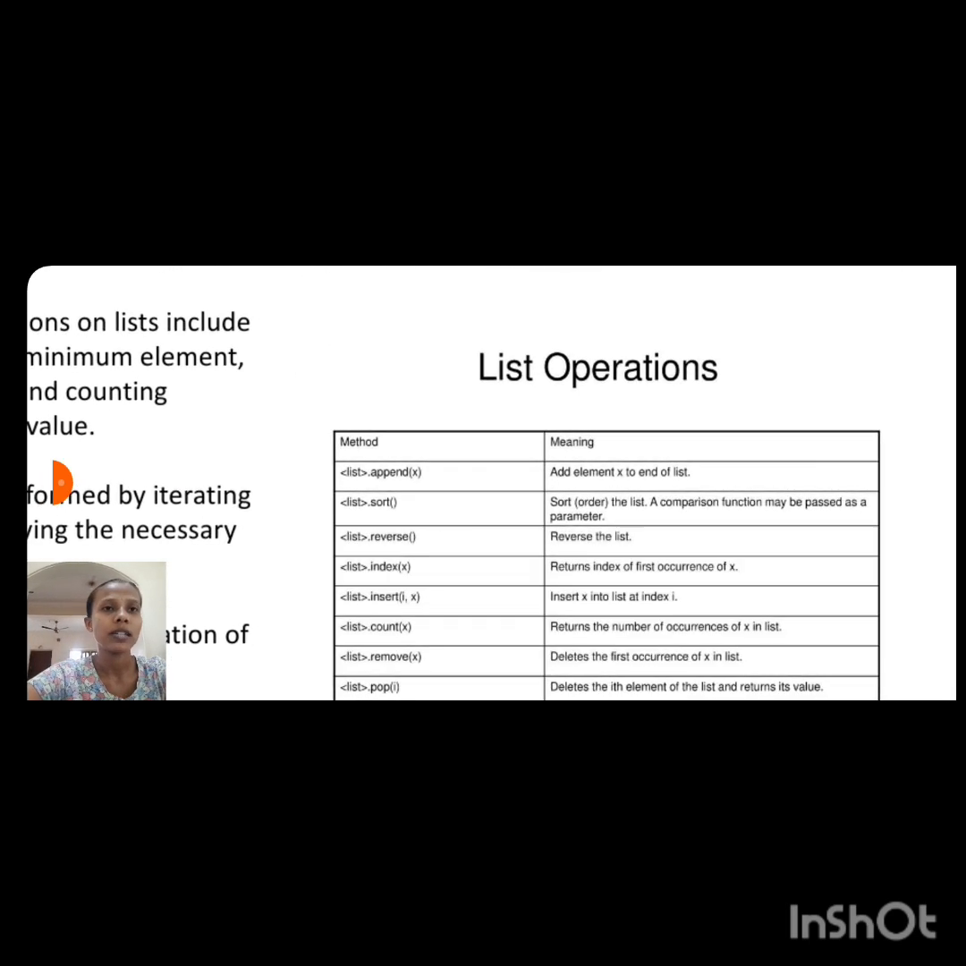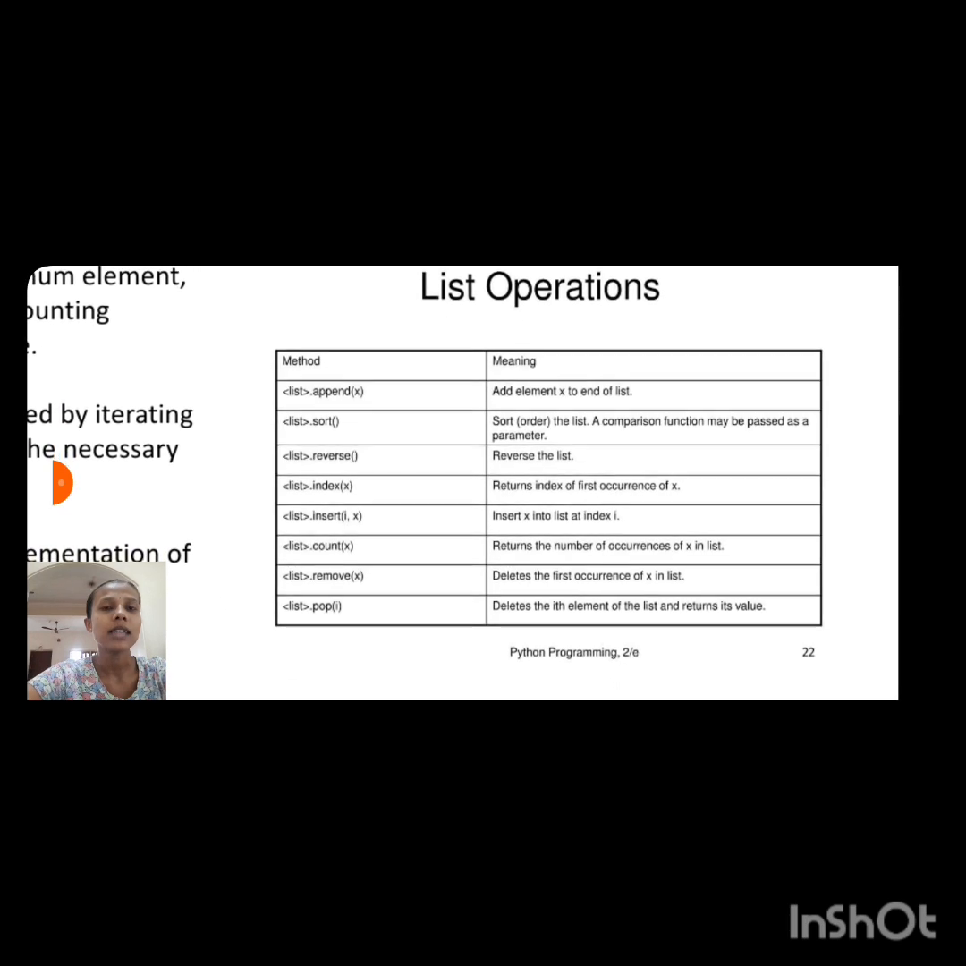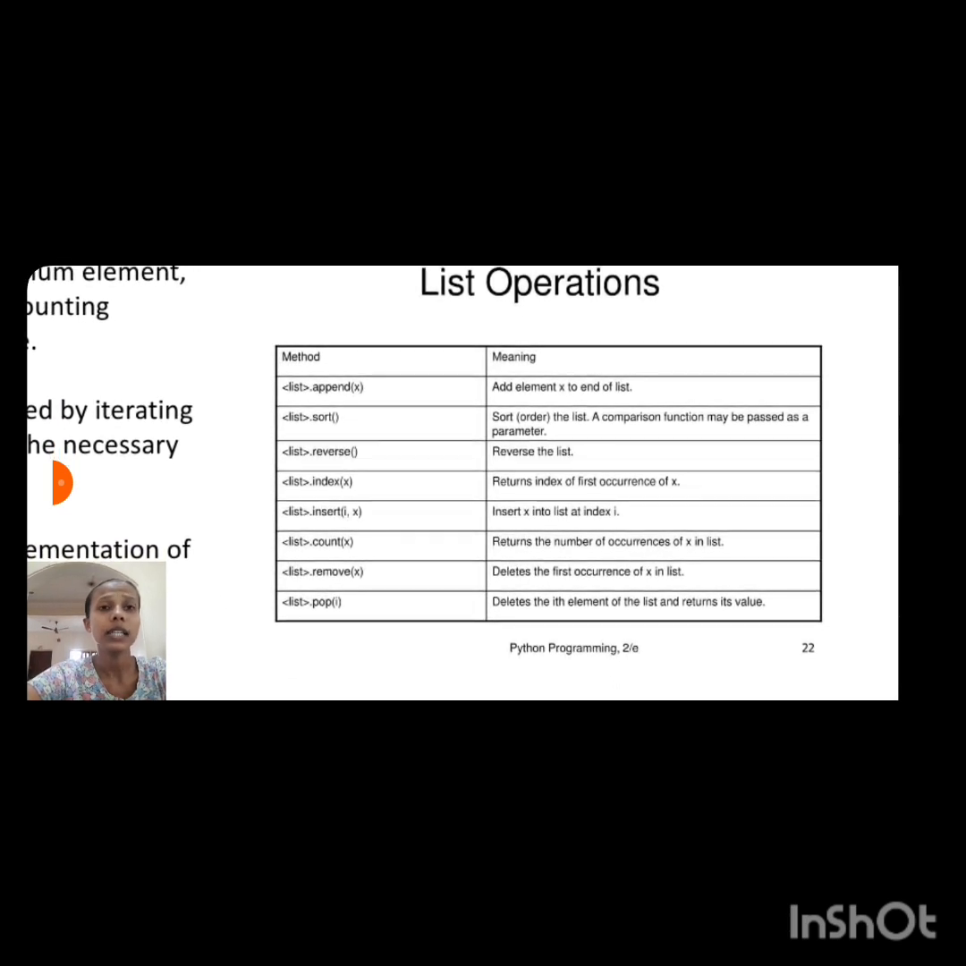List operators, methods and meanings. list.append(x) adds element x to the end of the list. list.sort() sorts the list in order. A comparison function may be passed as a parameter.